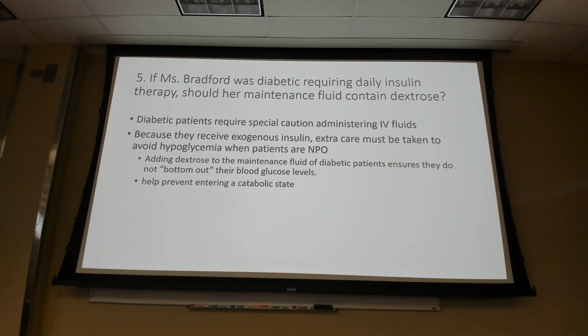So what do we think for the insulin-dependent diabetic? Do we need to give them sugar with their maintenance fluid rates? Yeah, we do, right? They're going to be NPO, and we're giving them insulin, so we have to take extra care to worry about some sort of hypoglycemia when we're monitoring these patients. Typically they'll get more frequent blood sugar checks, and we just want to avoid bottoming them out, so they don't get into a catabolic state that we have to correct.